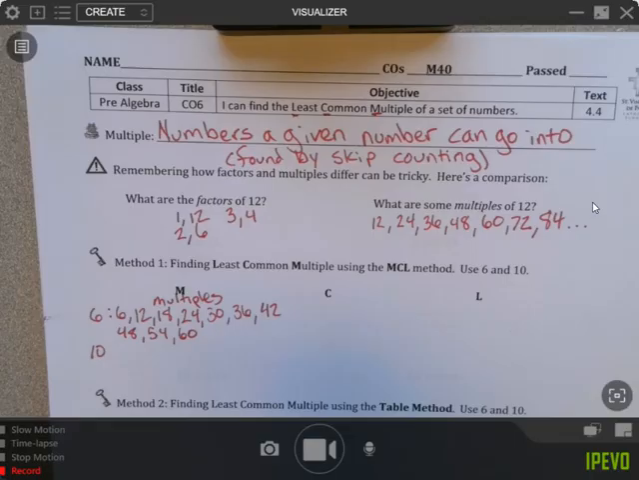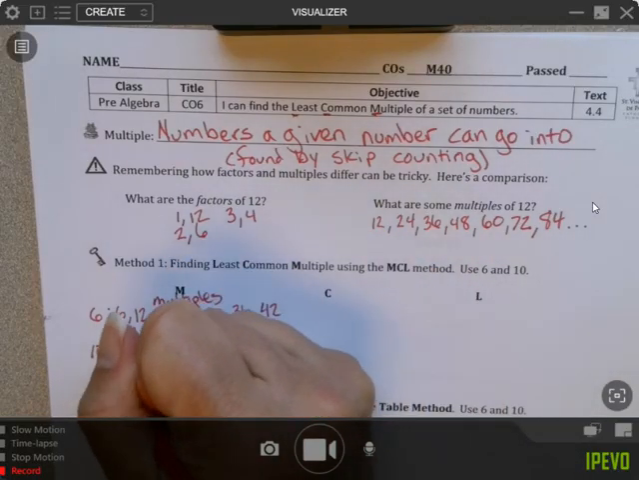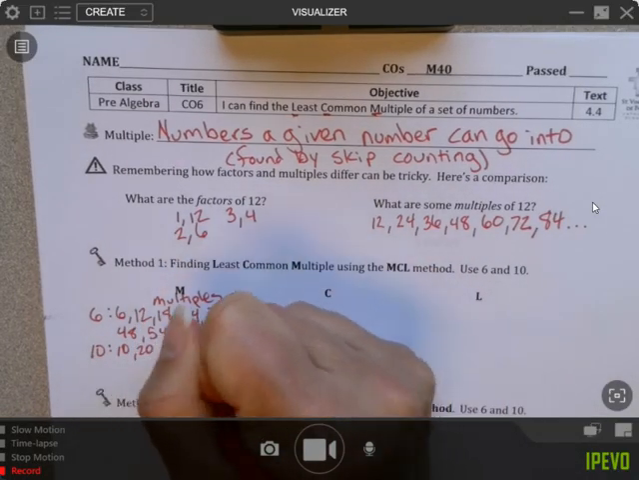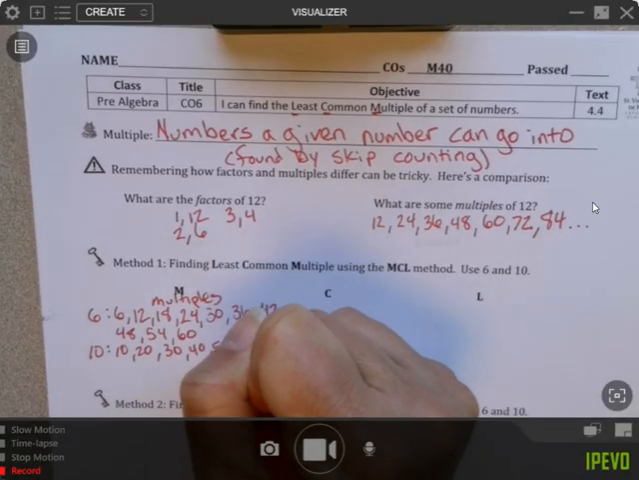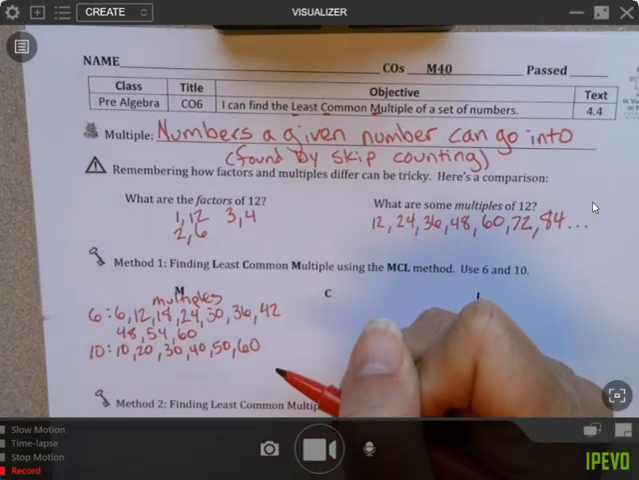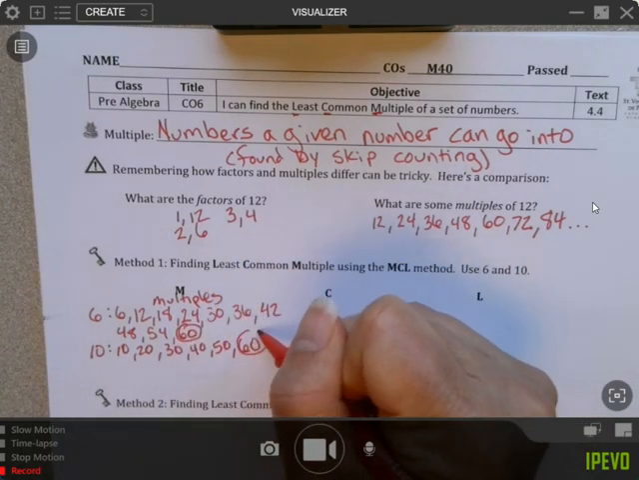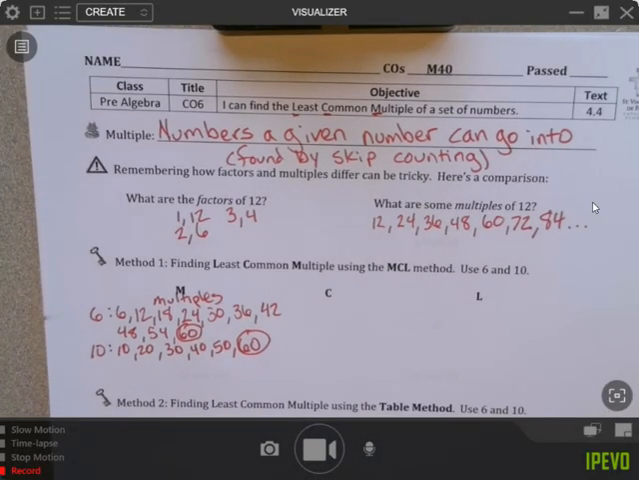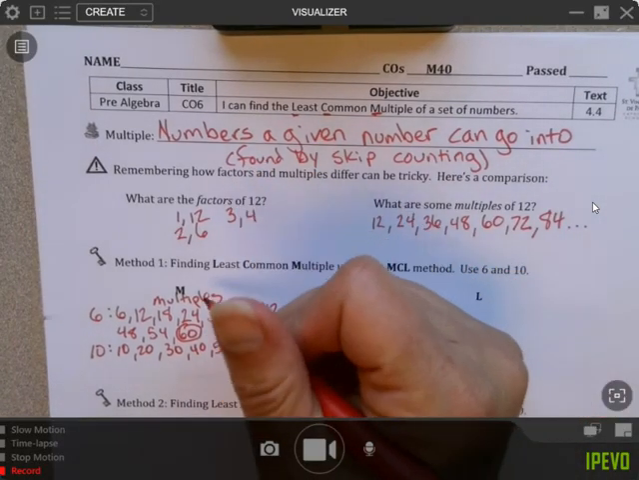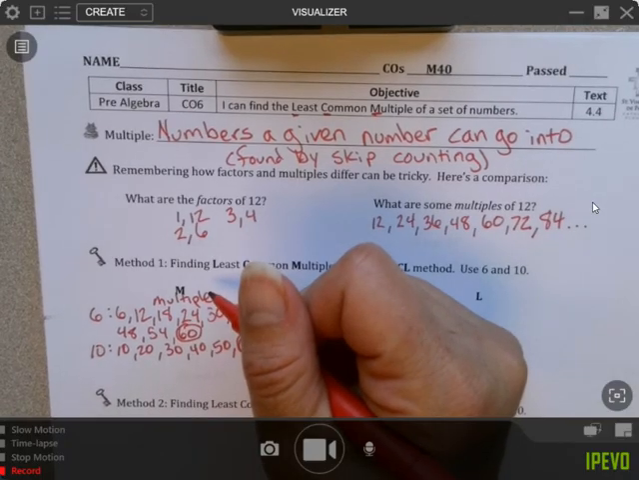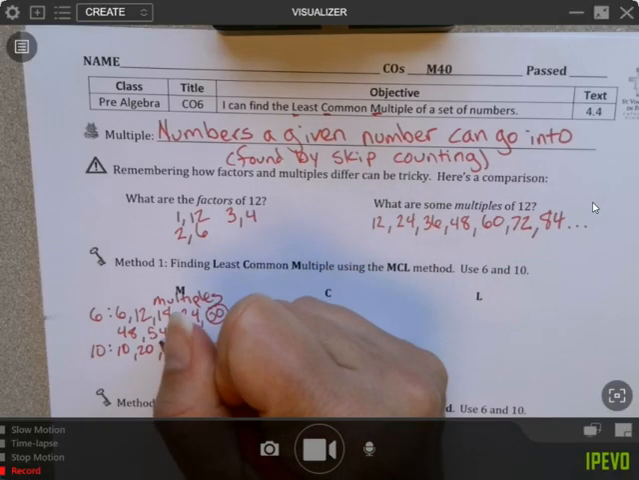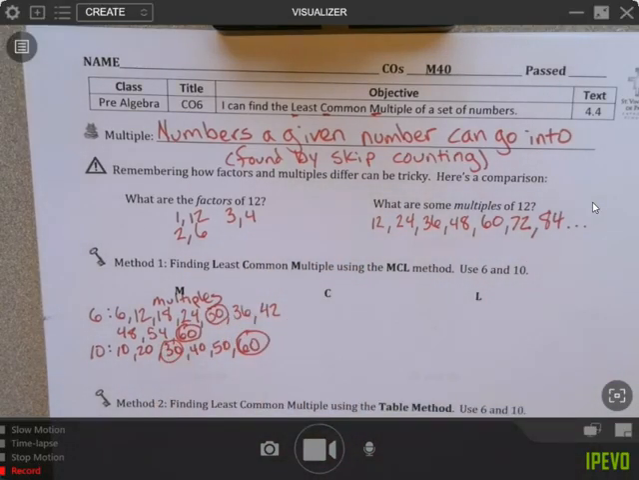Who can list the multiples of 10 for me? Luke. Do I need to go any farther? No, I'm going to stop there because I see that they share that 60. Do they only share 60? Is there any other multiples that they share, Addie? They also share that 30. So going up to that 10, I stopped at that 60, but I missed that they also shared the 30.